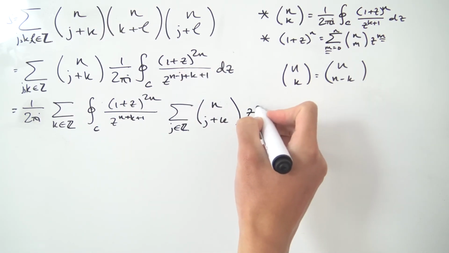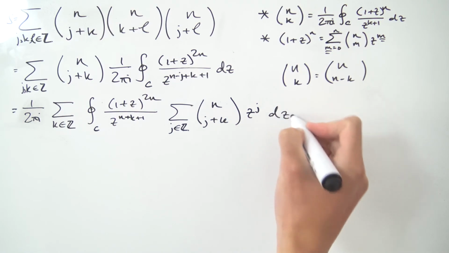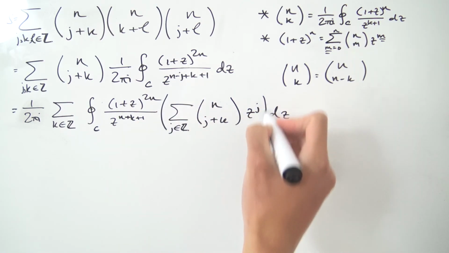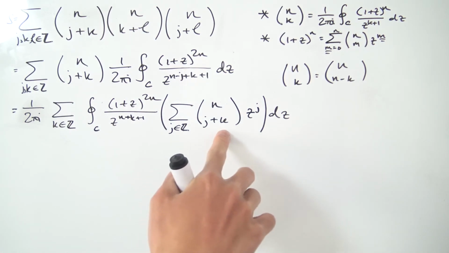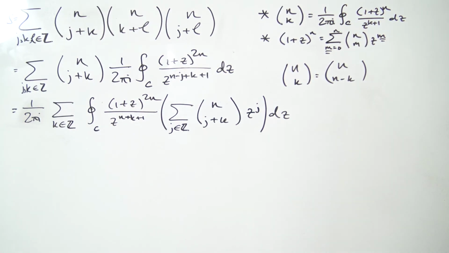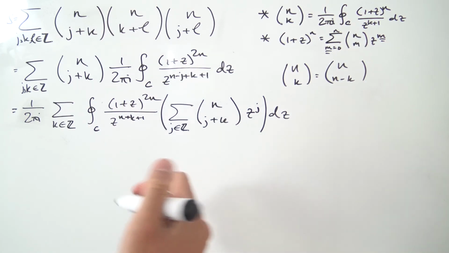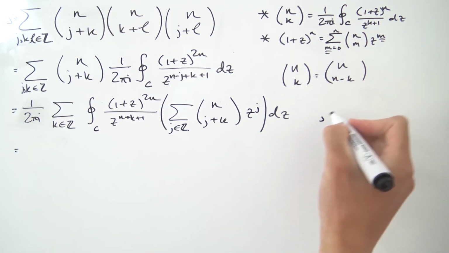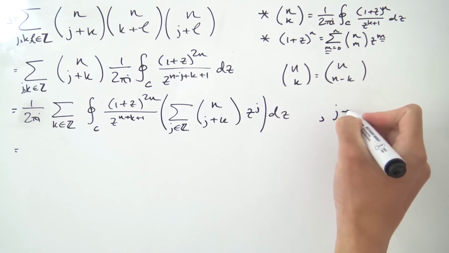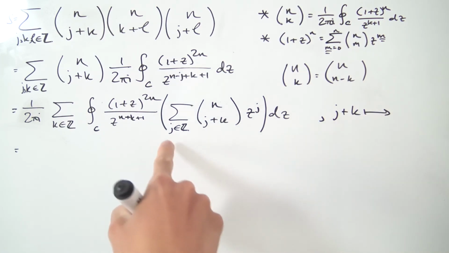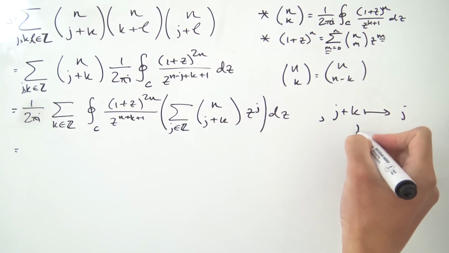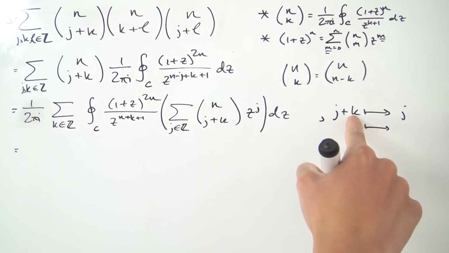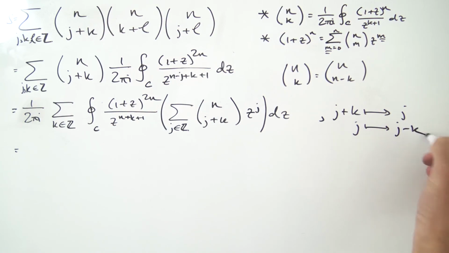So this becomes a z to the positive j and then a dz. So this sum is kind of its one thing in there. Now again, we don't like a j plus k. I'm going to shift the index a little bit. I don't think I can fit it there, so I'll do it down here. So we want j plus k to turn into just j. And what happens to the j up here? Well, that's just going to turn into j minus k.